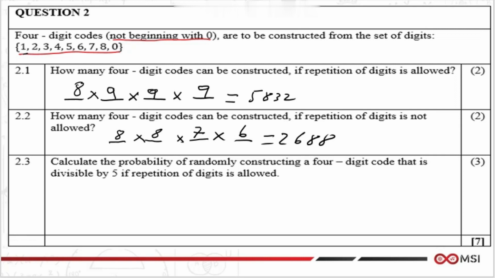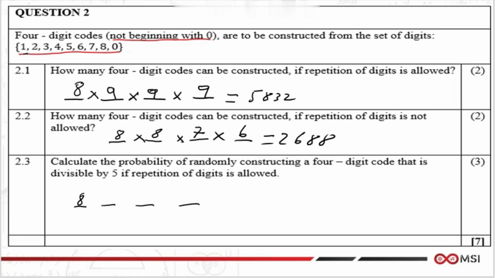Okay, that was 2.2. Coming to 2.3, calculate the probability of constructing a 4-digit code that is divisible by 5 and the repetition of digit is allowed. So a code has got 4 digits. 1, 2, 3, 4. Now the code must not start with a 0. So we are looking at how many digits? We are looking at 8 digits. Okay, then that's the first condition.